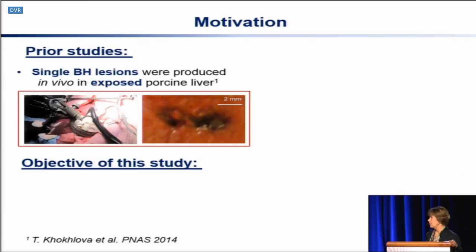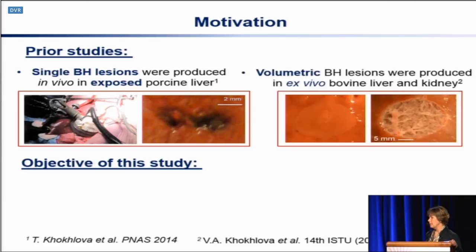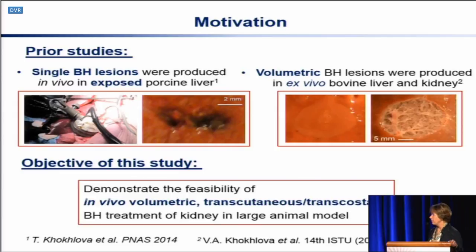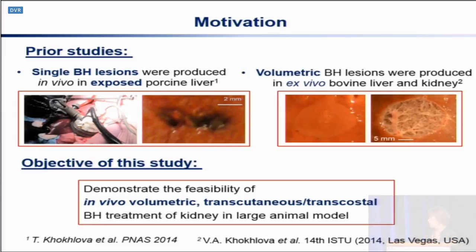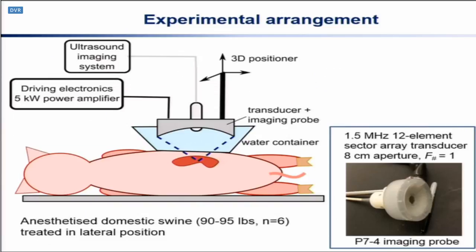In these studies, we have shown that single boiling histotripsy lesions can be produced in exposed porcine liver in vivo. And in the next studies, we worked with the clinical systems, and we showed that volumetric boiling histotripsy lesions can be produced in ex vivo bovine liver and kidney. So the goal of this study was to demonstrate the feasibility of in vivo volumetric, transcutaneous, and partially transcostal ablation of kidney tissue in a large animal model. And this is toward development of this method into clinical application.